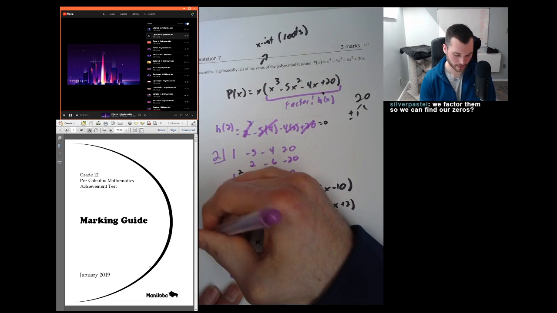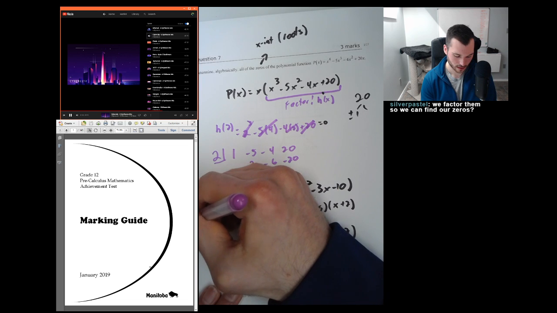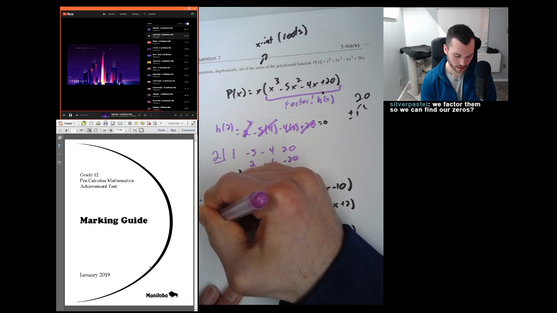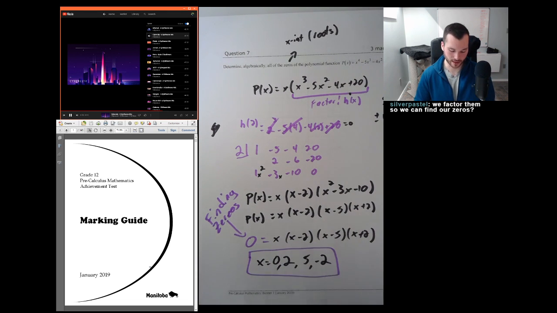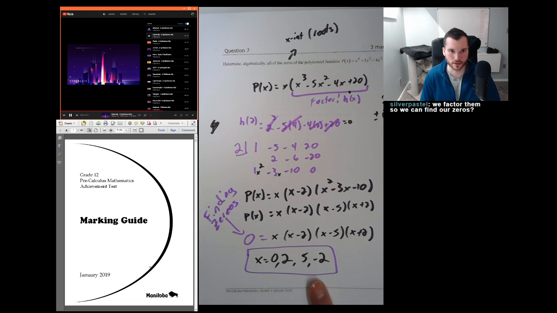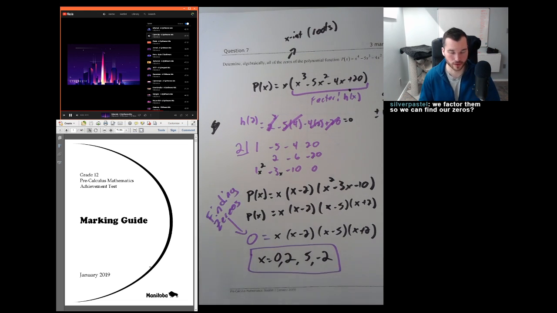Right? Finding zeros. This would be like the way that you would find x-intercepts is finding zeros, is finding roots. It's all the same thing. We factor them so we can find our zeros. Yes, correct. Okay, so that's what would be our final answer there. These are all of the zeros of P of X.